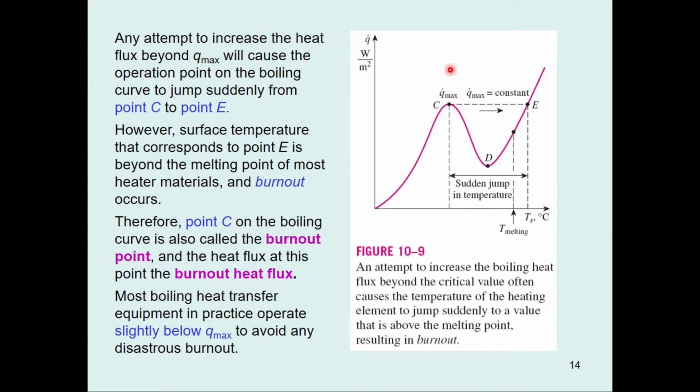So most of the heat transfer equipment in practice operates slightly below this Q max. We will not reach the maximum value, because if we reach the maximum value, a slight increase in the delta T excess will burn out our heating element. So in order to reduce this burning out, we will operate our normal heat exchanger slightly below the Qmax value. If the Qmax value occurs at, let's suppose, 25 degrees centigrade delta T excess, we will operate the heat exchanger at 22 or 23 degrees centigrade of delta T excess.